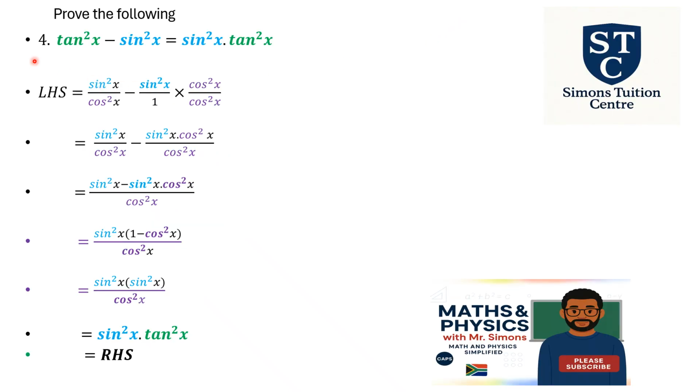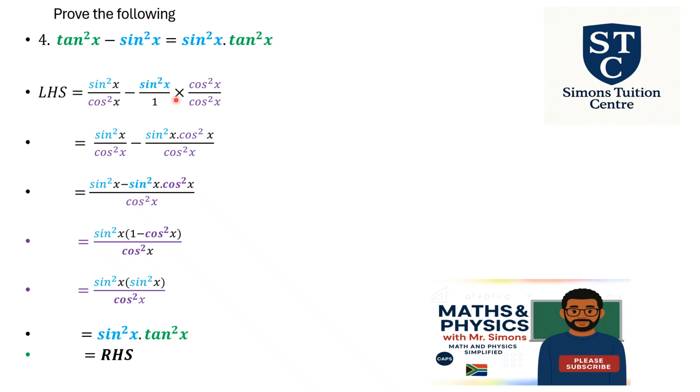So for number 4, we have tan squared x minus sin squared x equals sin squared x times tan squared x. So tan squared x can be written as sin squared x over cos squared x minus sin squared x over 1. Again, there's a minus sign, there's a fraction, so to subtract a fraction from another fraction, we have to ensure that the denominators are the same.